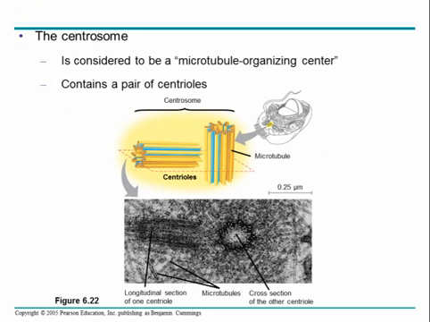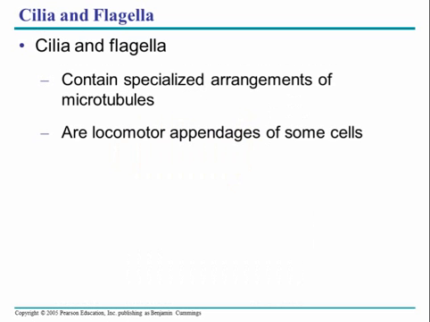All right, so then we have the centrosomes, which is where the microtubules come out of or are organized as part of. And centrosomes contain a pair of centrioles. A little bit confusing, I know. But basically, centrosomes are the microtubule organizing center. That's the important part. Cilia and flagella also contain microtubules.